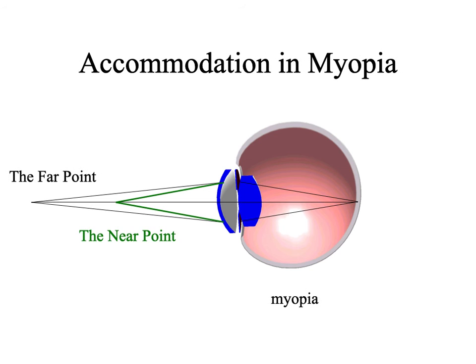Now remember, myopic patients have far points, a point beyond which they cannot see. They also have near points that are set closer than the far point.